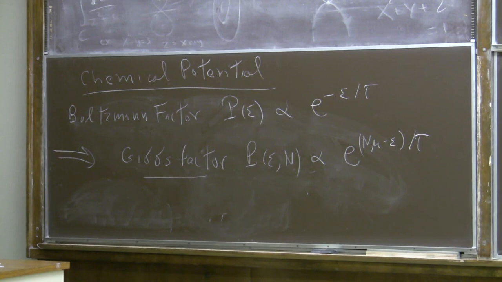So like in our previous discussion, we can normalize the Gibbs factor so that we get a probability. Did you have a question? Okay.